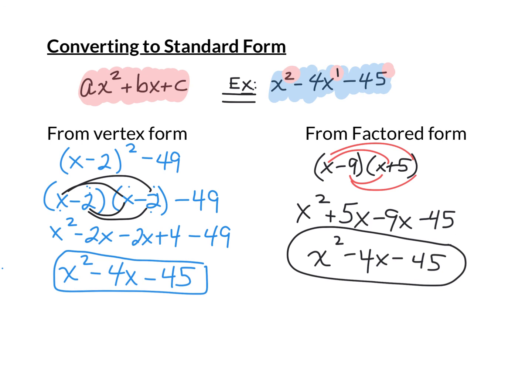So if I want to convert to standard form, it must mean I'm in another form that involves parentheses. I have to get rid of those parentheses. I do so by multiplying.